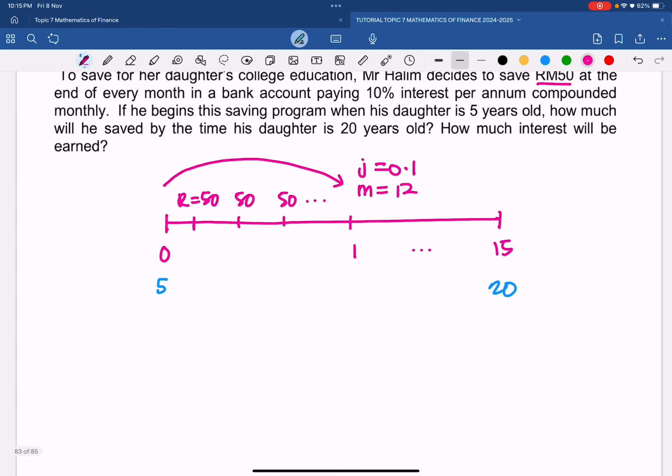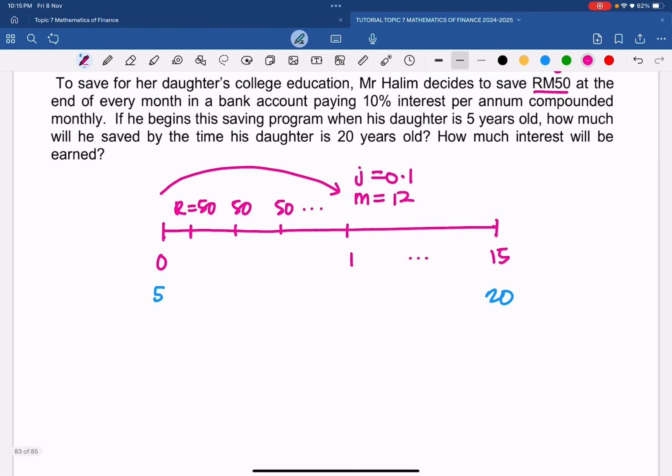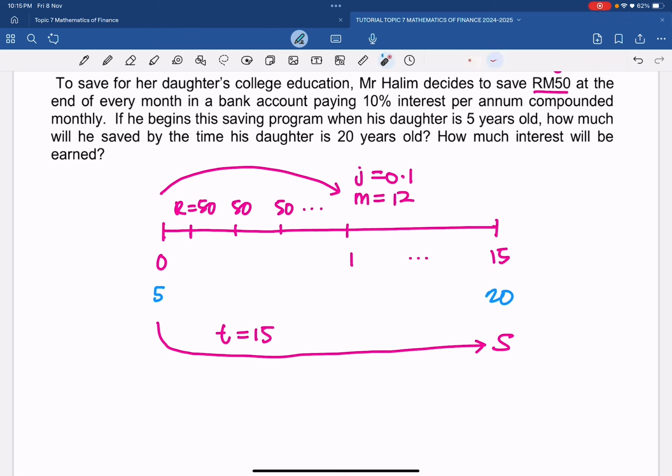Okay, so let's find how much will he save by the time his daughter is 20 years old by using future value annuity. So T equals 15. So 15 times 12, which is our N, 180.